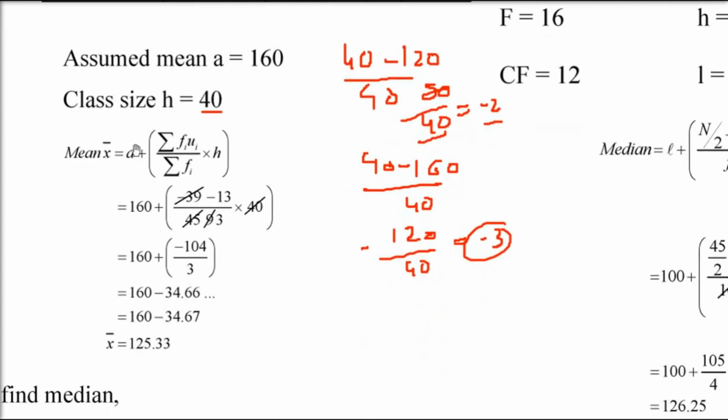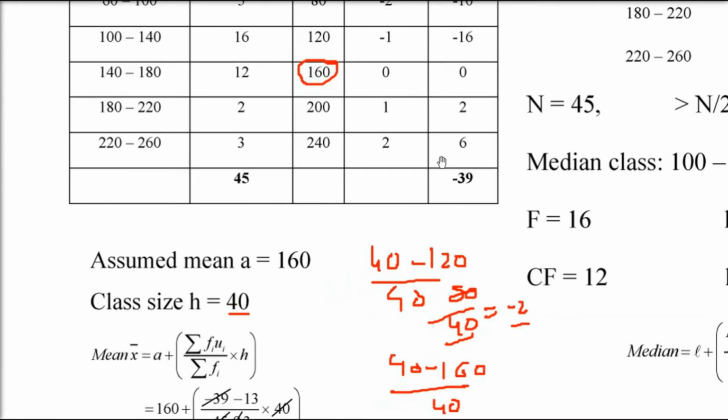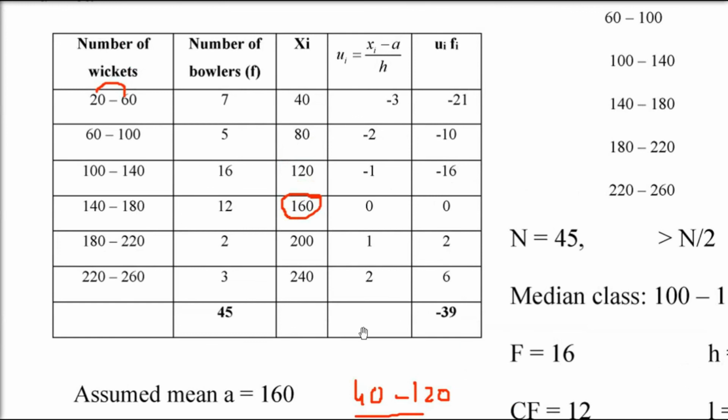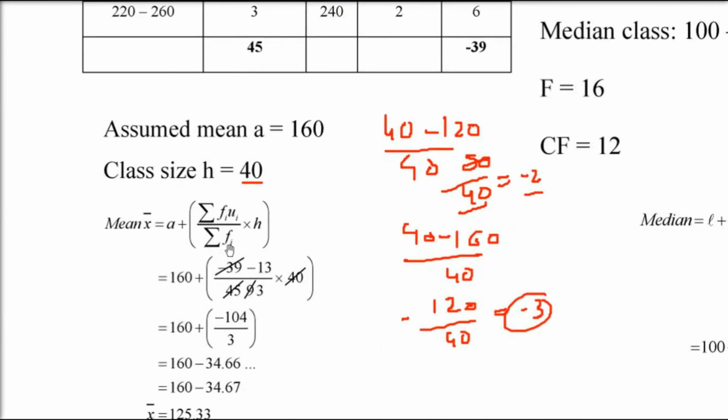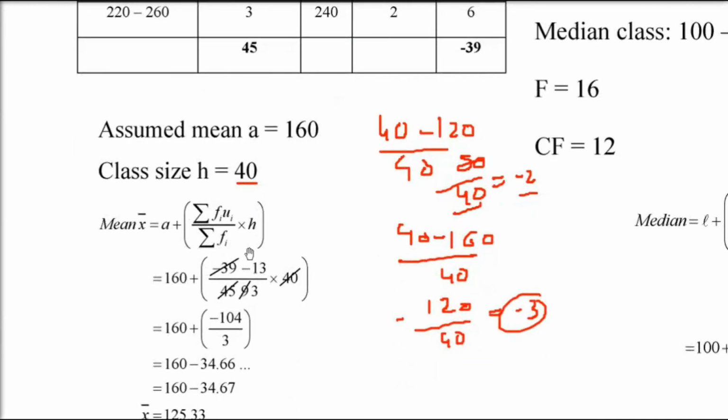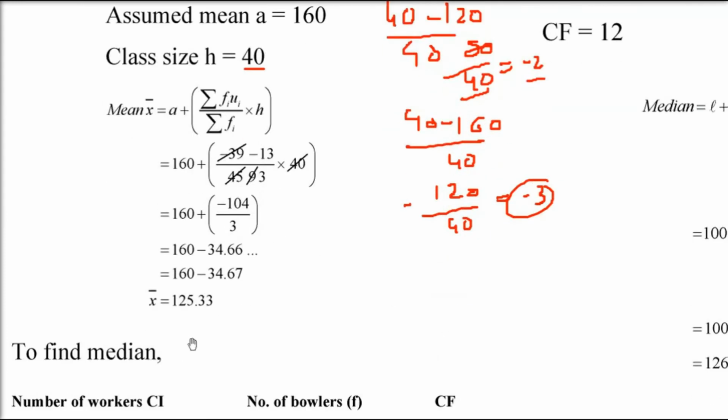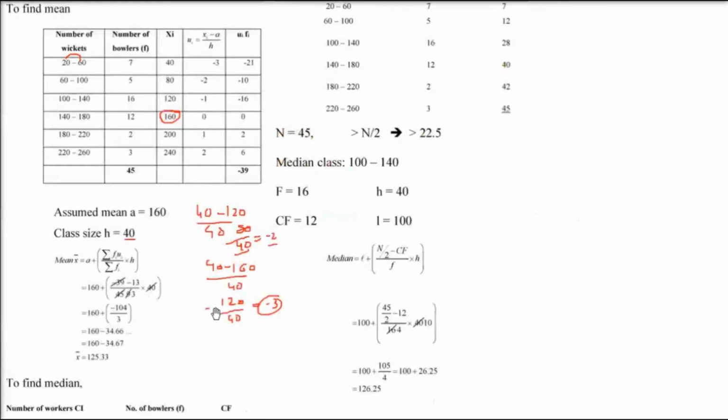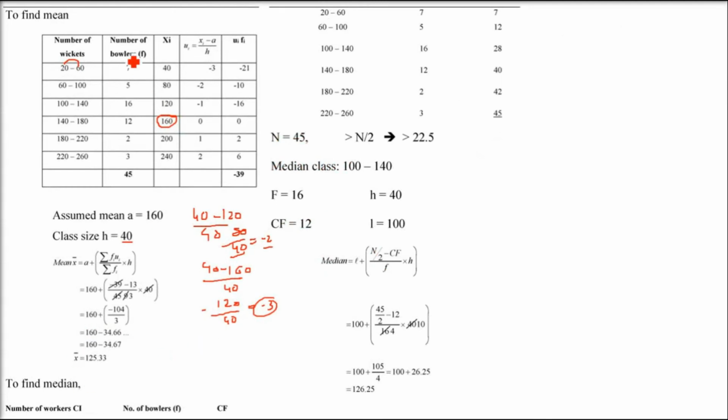Now we have the formula. Mean is the assumed mean, which is 160, plus sigma fi ui, which is minus 39 here, divided by sigma fi, which is 45, multiplied by the class interval h. The mean will be 125.33. This one got done. Now coming to the median.